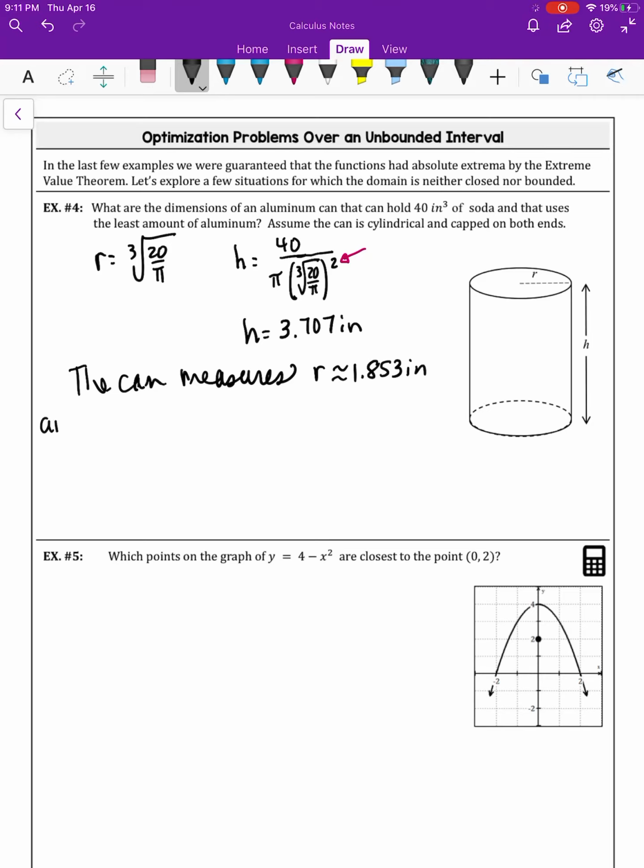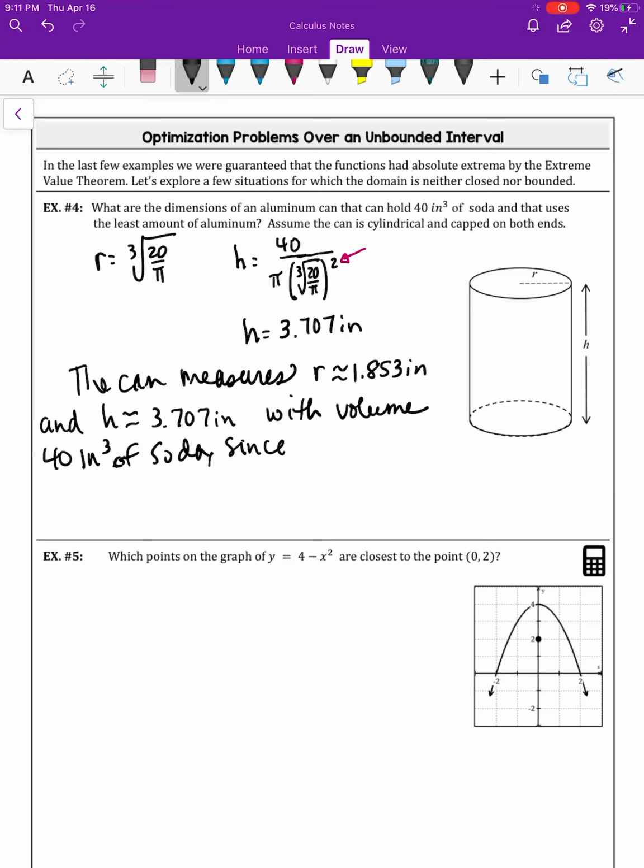And then the can measures r to be approximately 1.853 inches, and the height approximately 3.707 inches, with volume 40 cubic inches of soda.